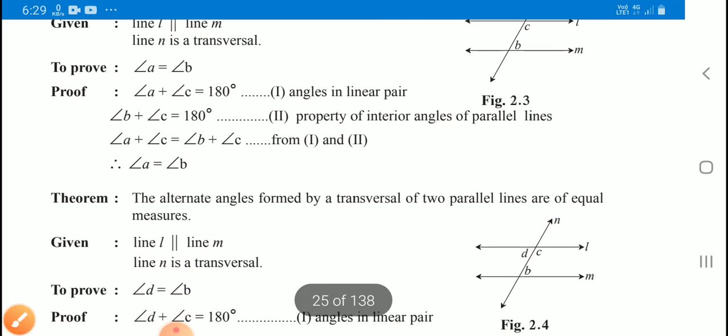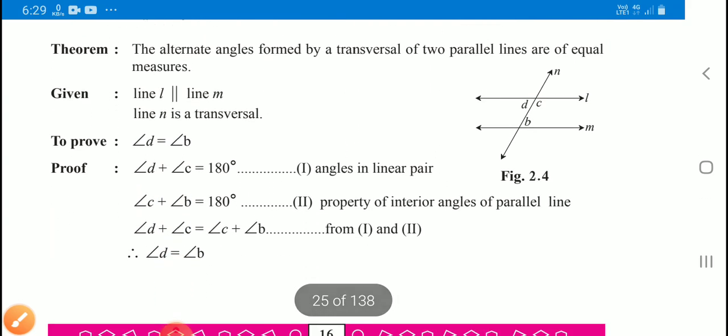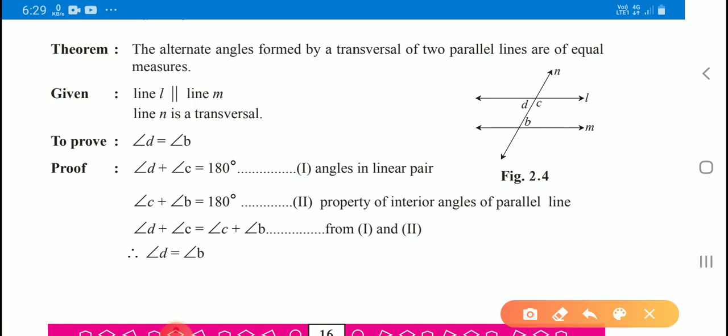Okay, now we'll see the next theorem, which is based on the alternate angles. The alternate angles formed by a transversal of two parallel lines are of equal measure. Here we have to prove that the alternate angles are of equal measure, or they are congruent, if the two lines are parallel. Given line L is parallel to line M, and line N is the transversal. Which angles do we want to prove here? Look here, angle D and angle B are the alternate angles. So we have to show angle D is equal to angle B, or the measure of angle D is equal to the measure of angle B.